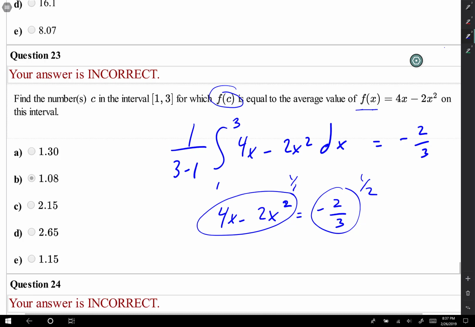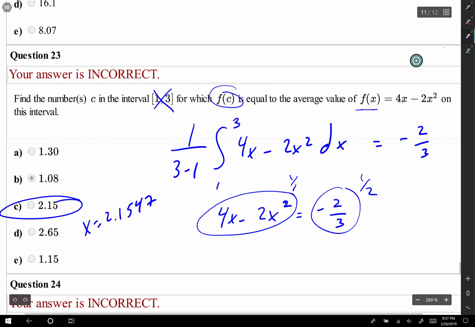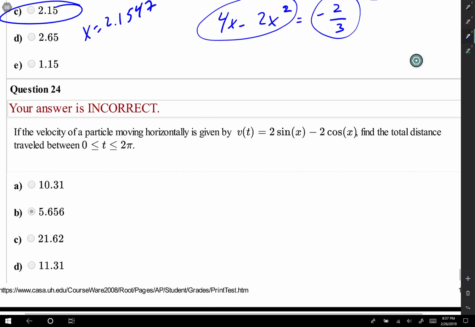4x minus 2x squared equals negative 2/3, comma x, close. And I get, hold on, let me get a decimal here. I get negative 0.154, but that's not in the interval. And I get 2.15. So there it is, 2.1547. All right, let's keep going.